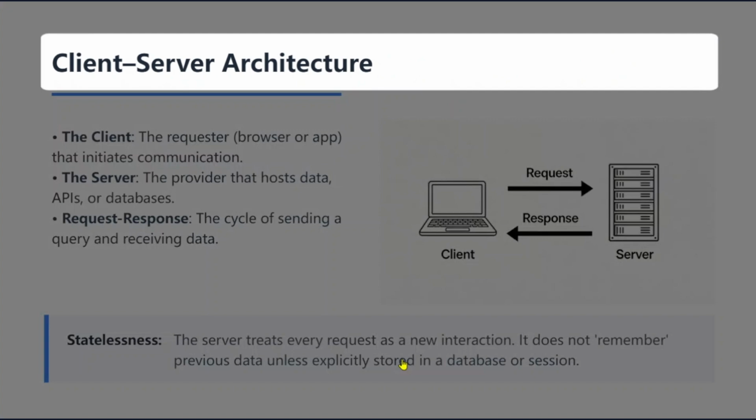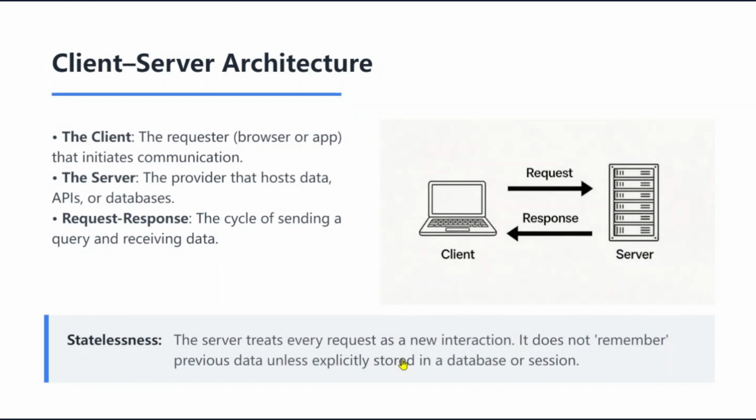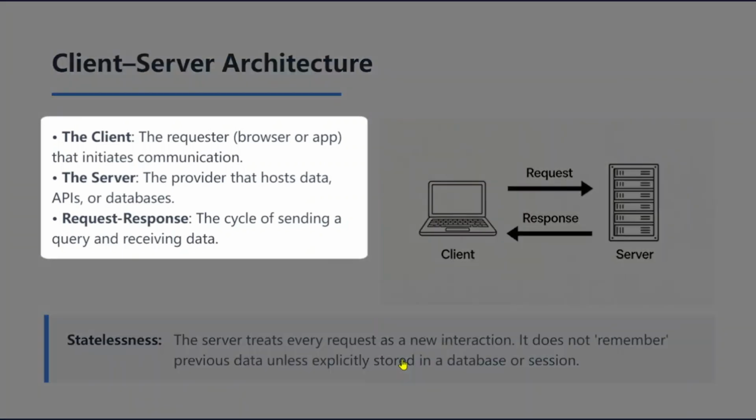Building on that overview we just discussed, let's dive into our first building block, the client-server architecture. This is the bedrock of how nearly every modern application functions. If you look at this diagram, you'll see the 2 main players in this environment. On one side, we have the client. This is the requester. Think of the browser you're using right now or a mobile app on your phone. The client's job is to initiate the conversation by sending a request.